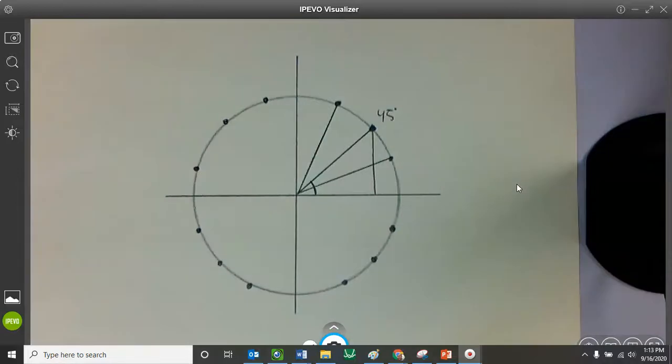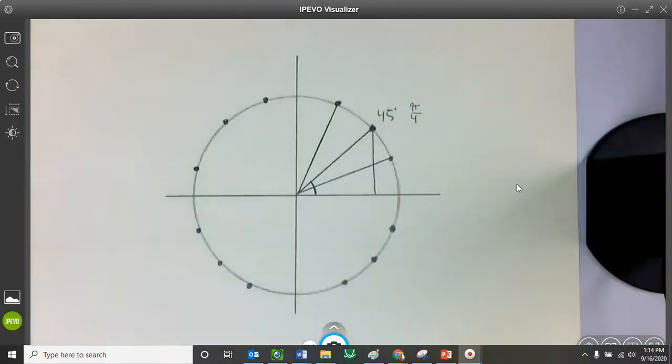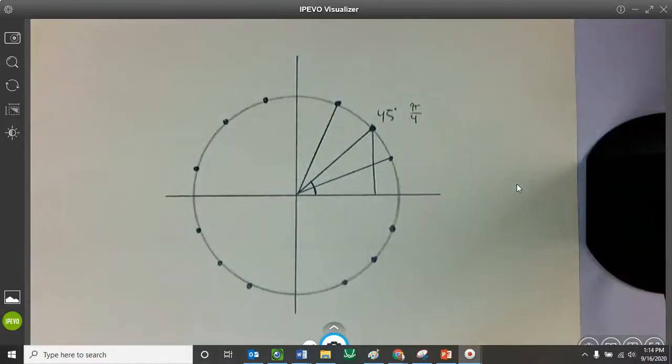Something you need to get used to, start figuring it out now, is that 45 degrees is pi over 4 radians. That's one you've got to know. You just got to memorize that one. Sorry, pi over 3, pi over 6, and pi over 4. Okay, pi over 4 is 45 degrees.